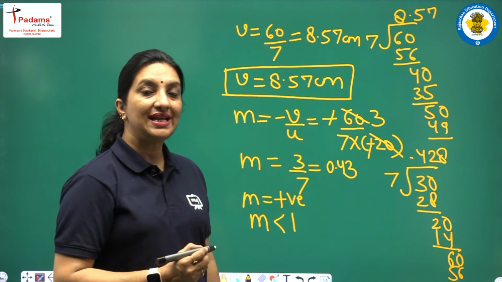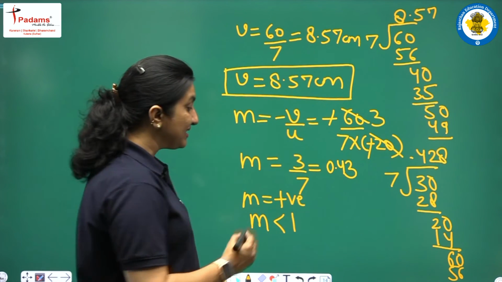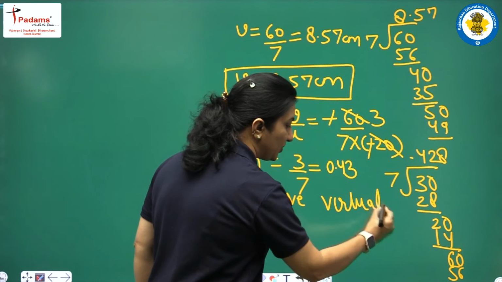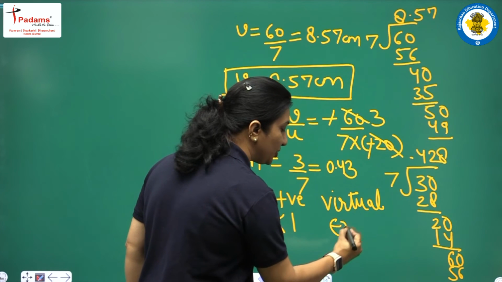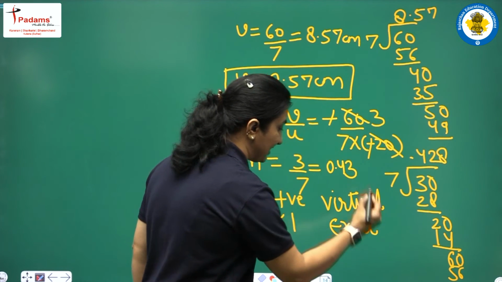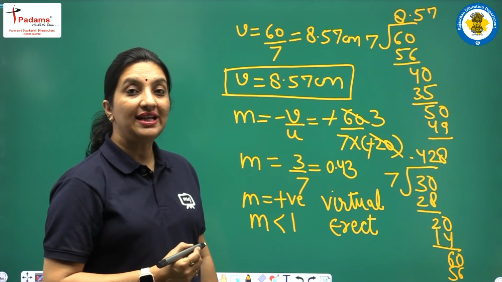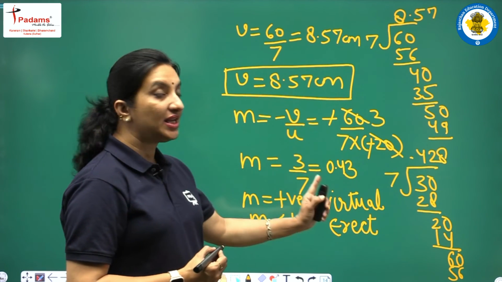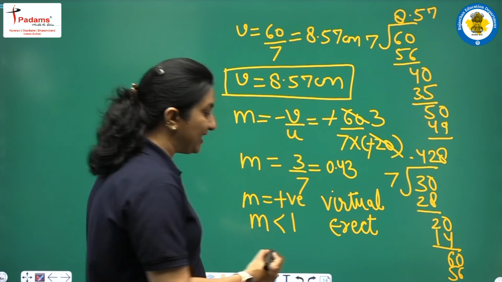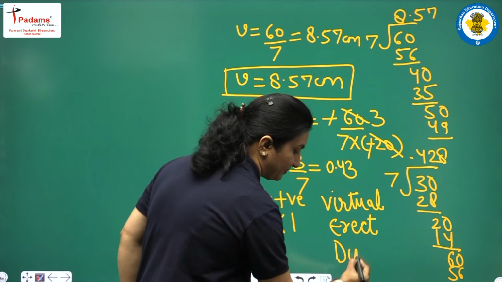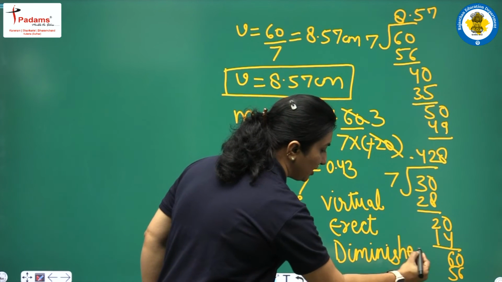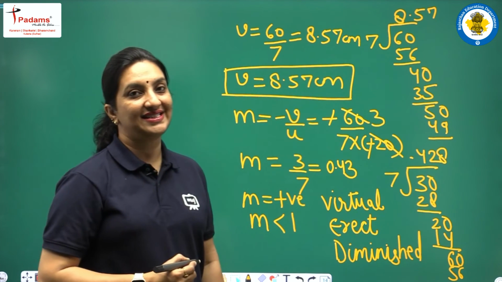So what does this indicate? The positive value indicates that the image is virtual, and all images which are virtual are erect. And moreover, what it indicates, since the value is less than 1, so the image is smaller in size, that is diminished. You can use the word diminished. You can also use the word smaller in size.